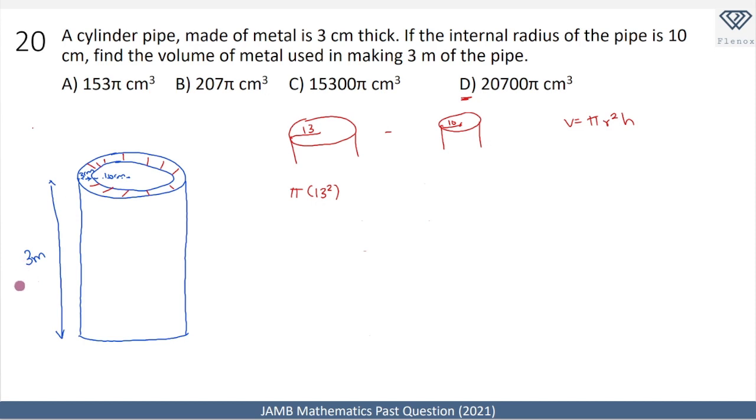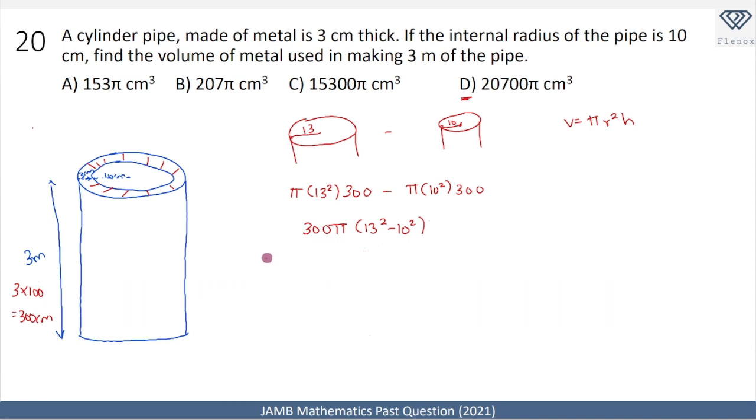So to convert 3 meters to centimeters, we just multiply by 100. So 3 meters is the same thing as 300 centimeters. So we can use that in here. So we have pi times 13 squared times 300, minus pi times 10 squared multiplied by 300. So what is common that we can factorize out? We have 300 pi common. So we have 300 pi, and we're left with 13 squared minus 10 squared.